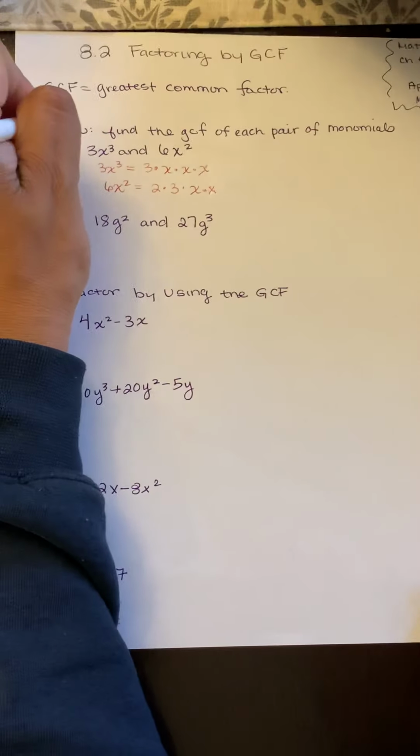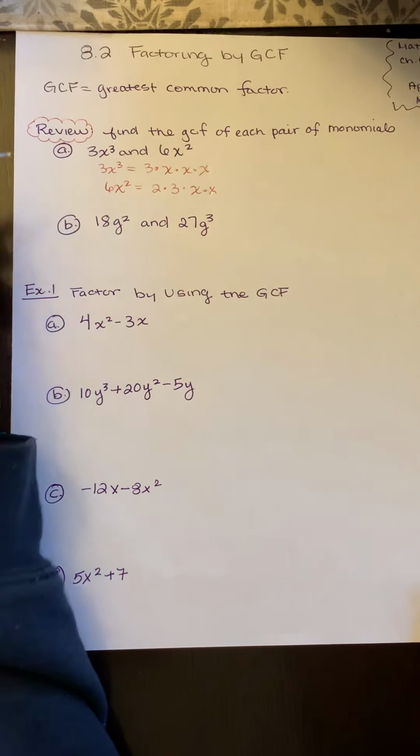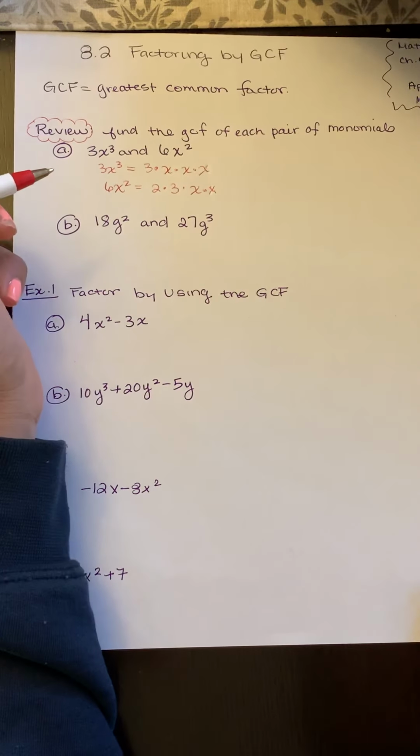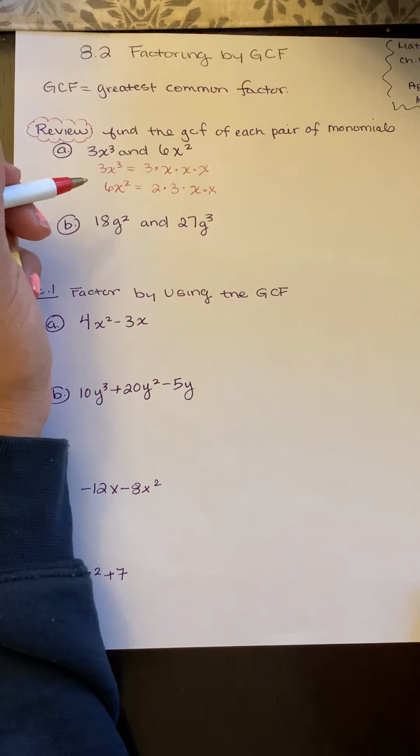Right here I have a review, and this is asking us to find the GCF of each pair of monomials. What we're going to do is write the prime factorization of each coefficient, and then write the powers as products.